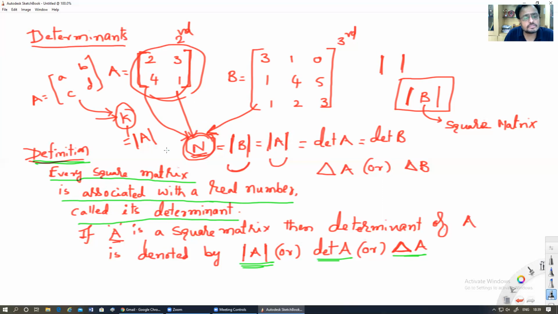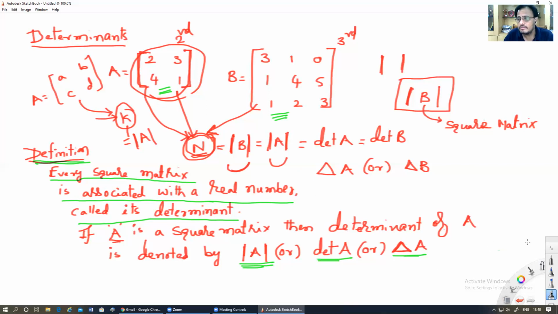Some students may want it very simple. Every person is associated with a surname. Indirectly, you can call the surname the determinant of that person. You can think like this. Here, this is the second order matrix and this is the third order matrix. Again, every square matrix is associated with a real number called its determinant.